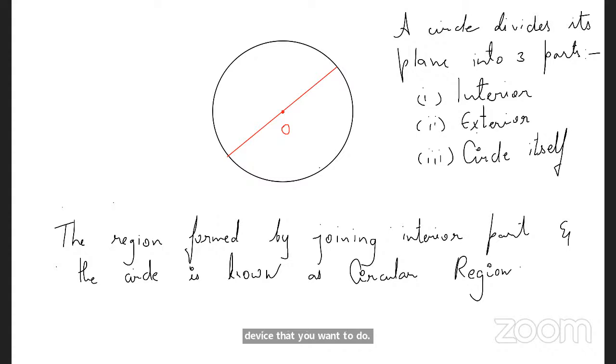And these two parts are known as semicircles, or semicircular regions. Okay, this is known as a semicircle. These two parts are known as semicircles.